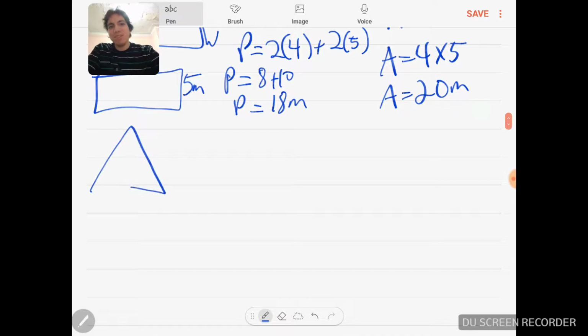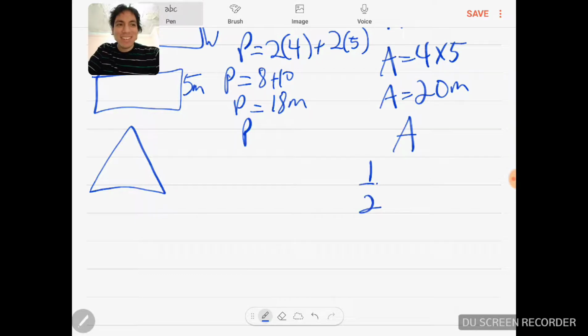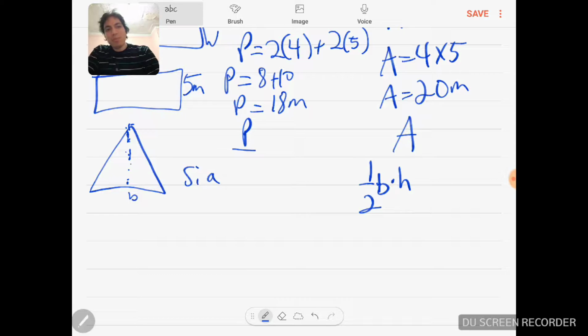Now, I'm pretty sure some of you might have forgotten what the perimeter of the triangle is. Some of you are already guessing 1/2 base times height. No, that's not it. You're thinking of that as the area. 1/2 base times height, that's the area. So we know the base would be here and the height would be here. 1/2 base times the height.